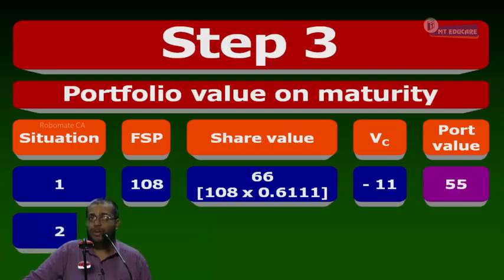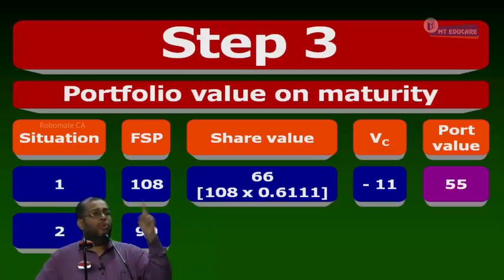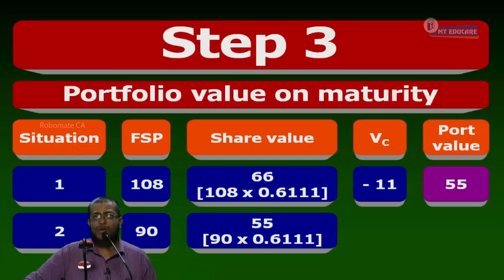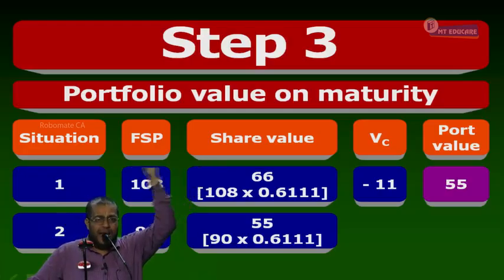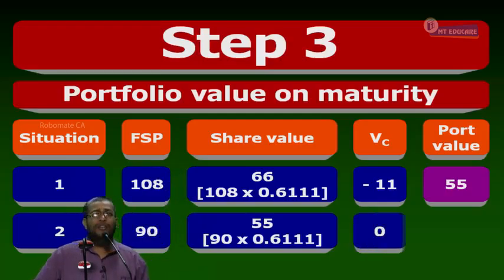Next, point number 2, or situation 2. Share price need not be 108, it can even be what? 90. Okay. If I hold one share, what is my wealth? 90. But I have less than 1 share. How many shares am I having? 0.6111. Tell me, what is 90 into 0.6111? 55. My share is 55. Tell me, will the other party exercise or lapse? For him the call is worthless. For me also. So, what is the call value? 0. What is the portfolio value? 55.